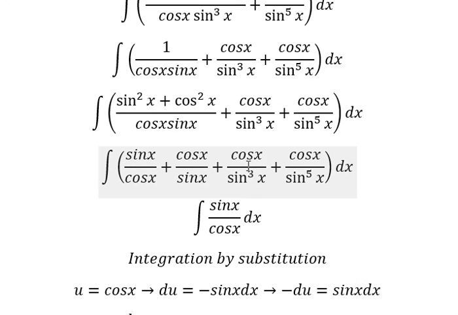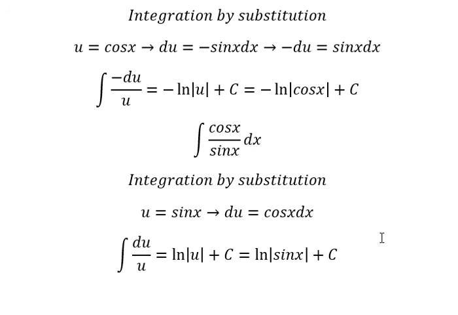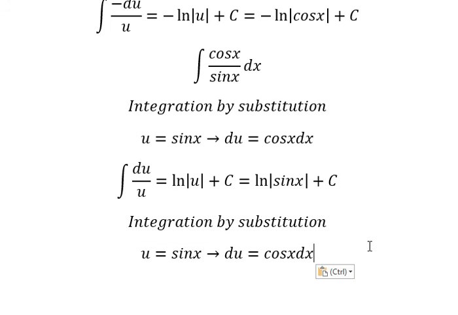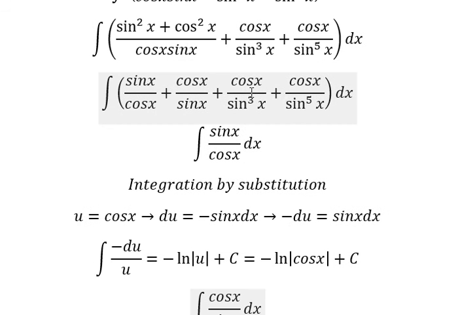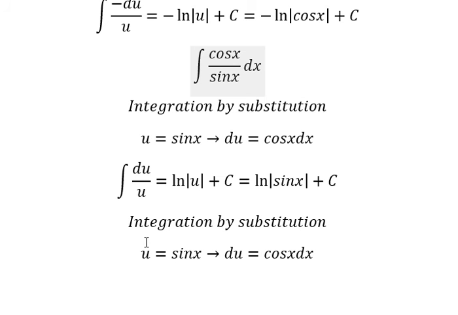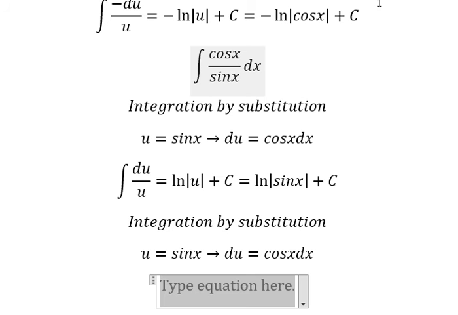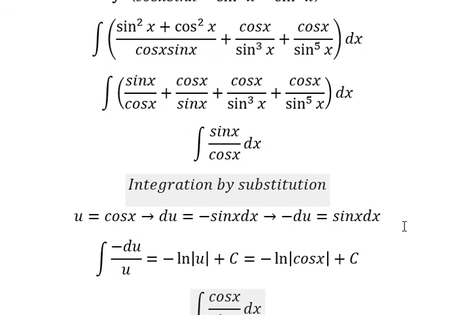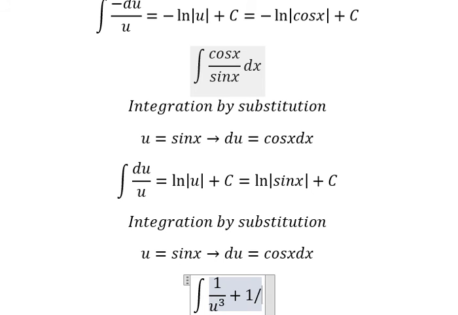Now let's go to this one and this one. We do the same technique in here. So if we apply this one in here, that should be like this. So sine x we change for u, and we have 1 over u to the power of 3. And the second one we have 1 over u to the power of 5.